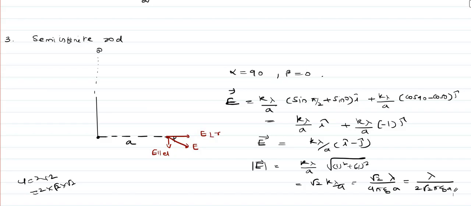Either you keep it horizontal or vertical, from one end at a perpendicular distance, you will get this value. So we have done the infinite rod and semi-infinite rod, along the axis of the rod and perpendicular to the axis of the rod, we have seen. Now, till here all the cases are clear.